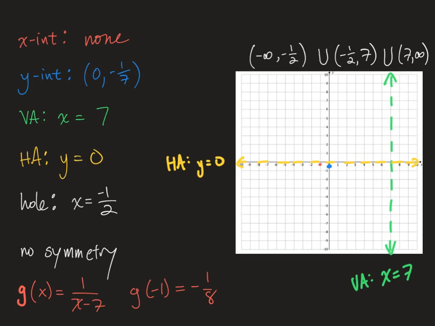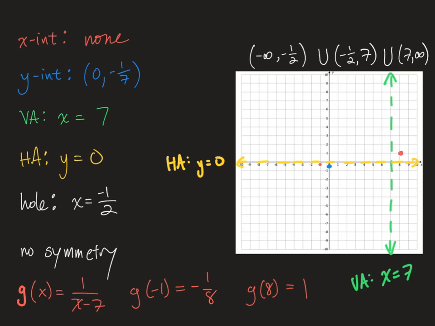We have to pick an x value over here to the right of 7. I think I'm going to pick g of 8. When you figure out g of 8, you'll get 1, right? 1 over 8 minus 7, that's 1 over 1, which is 1. So you've got another point over here. All right, and then I think we are good to go for graphing.